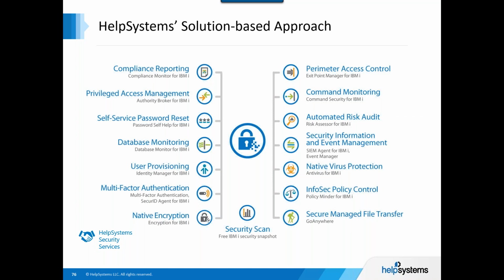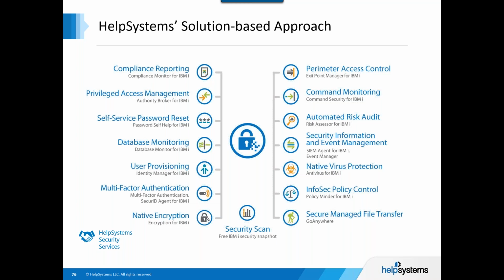Then she talked about Policy Minder for information security policy control, but really, Policy Minder is a great tool for managing authorization lists and user profiles and making sure that people don't have too much authority, and you can strip that away and just keep track of your user profiles. That's just two of the things that it can do very, very well. And then she did mention secure managed file transfer when she talked about encryption of data in motion. And so we have a tool called GoAnywhere that allows for secure managed file transfer.